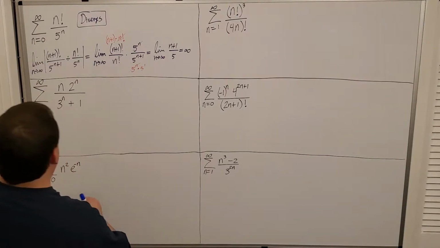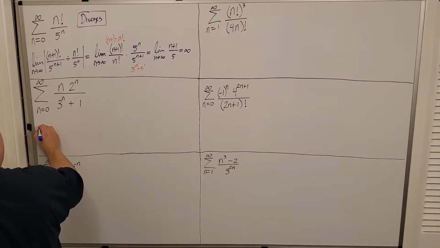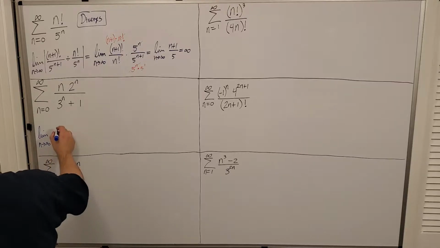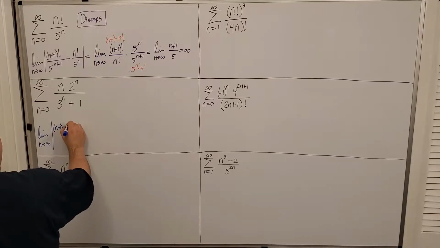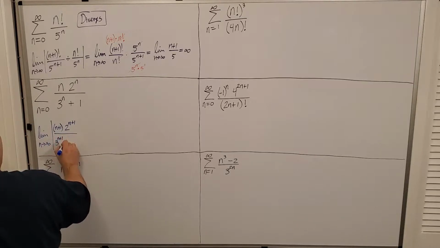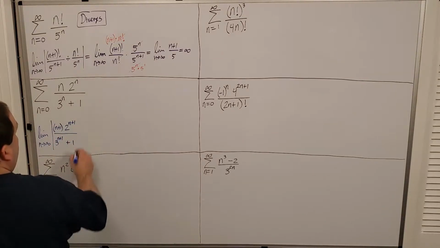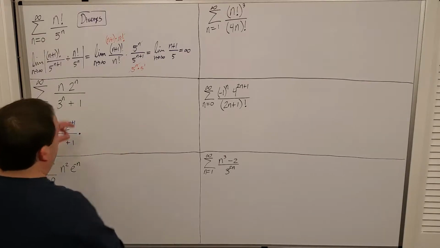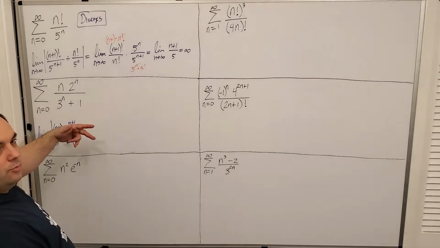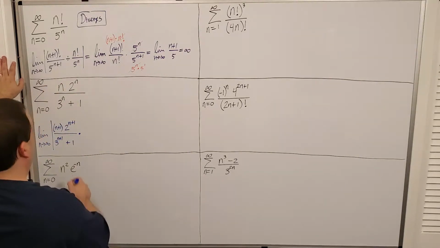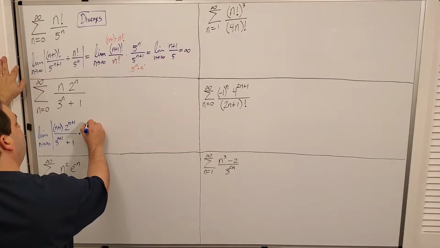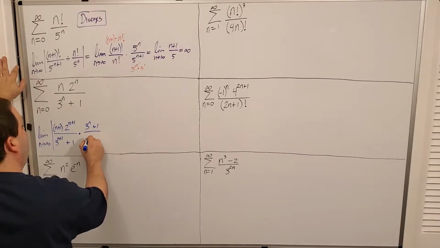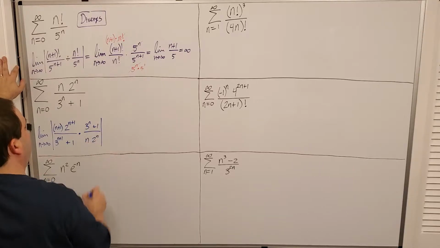So look, I'm going to set up the limit here. The limit as n goes to infinity of the absolute value of n plus 1 times 2 to the n plus 1 over 3 to the n plus 1 plus 1, divided by, so I'll just go ahead and do the multiplication by the reciprocal here. Just remember I'm dividing by this. Okay, so times 3 to the n plus 1 over n times 2 to the n, and my absolute value there.